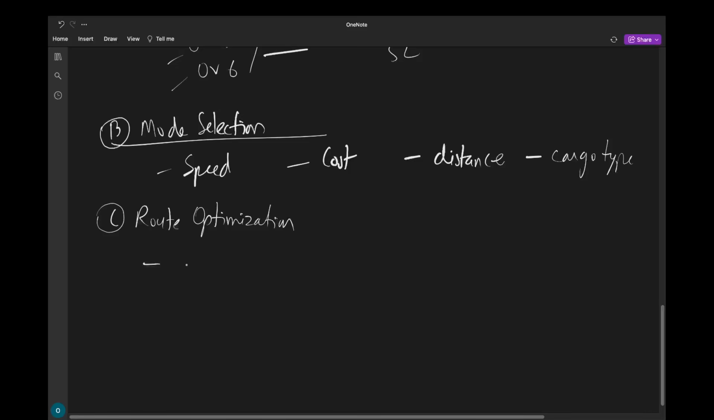So what's the best path from A to B? If we want to go from A to B, we can go this way, we can go this way, and we can go this way. So we have to figure out what's the best path from A to B. And what are the variables here to decide the route?